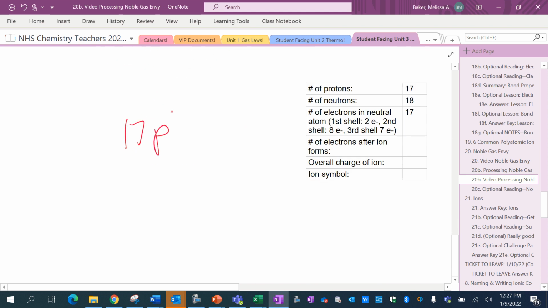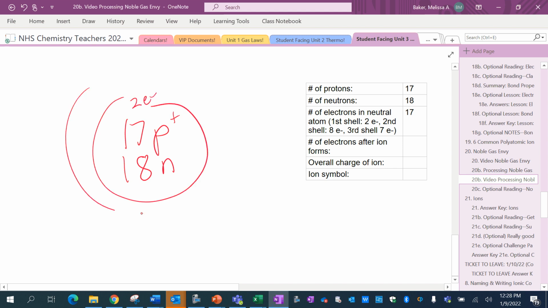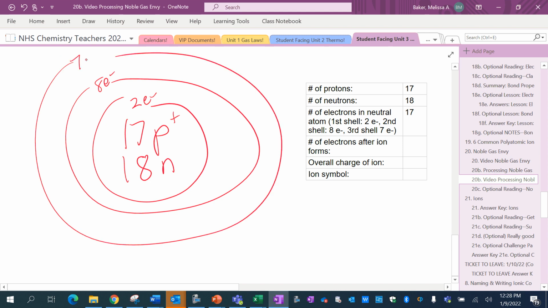Next, we've got 17 protons, 18 neutrons, and first shell 2 electrons, second shell 8 electrons, last shell 7 electrons. This wants to gain 1 more, so it'll have 8. So then it would have 18. 17 positives, 18 negatives. This would have a −1 charge. And the ion symbol would be Cl with a −1 charge.